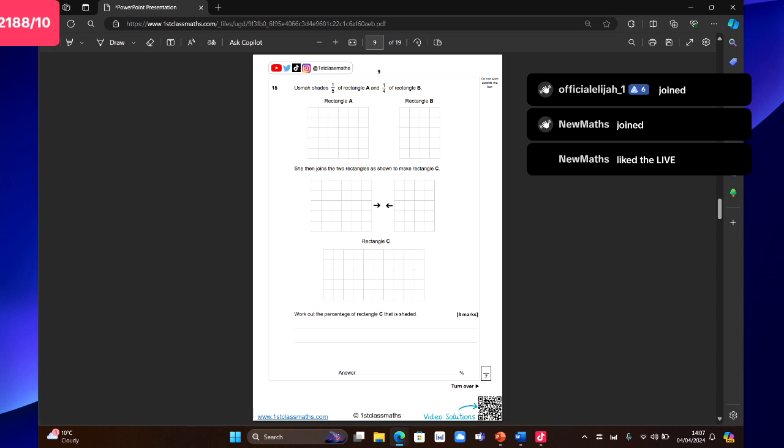So step one, let's work out 1/5 of rectangle A. So I've got 1, 2, 3, 4, 5, 6. So it's 6 by 5, which is 30. So I'm going to do 1/5 of 30, which is equal to 6. So I'm going to shade in 6 squares.